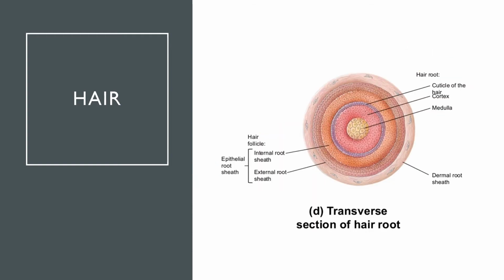This is just a transverse section of the hair root showing us the concentric layers. Here we can see that internal medulla layer, then the cortex, and then the cuticle of the hair, that much thinner layer. And then we can also see the follicle, being the epithelial root sheath made up of the internal root sheath, then the external root sheath, and then the dermal root sheath being the outermost layer there.